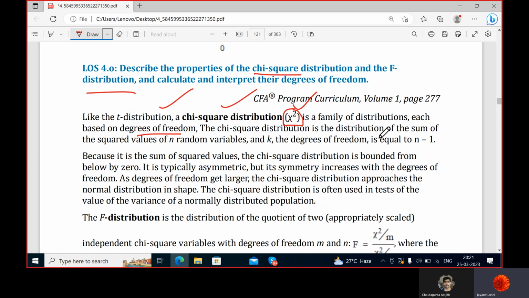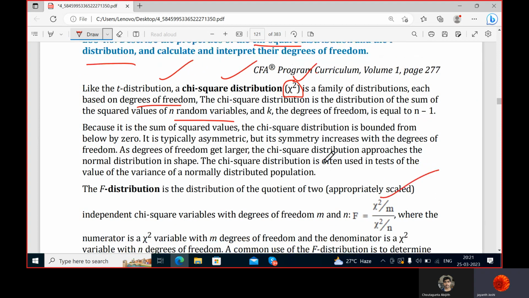The chi square distribution is a distribution of the sum of squared values of n random variables. Here you can see the sum of squared values of n random variables, and k, the degrees of freedom, is equal to n minus 1. Because it is a sum of squared values, it will never have a negative value, because negative also becomes positive when you square it. So the chi square distribution is bounded from below by zero. It will start from zero only.